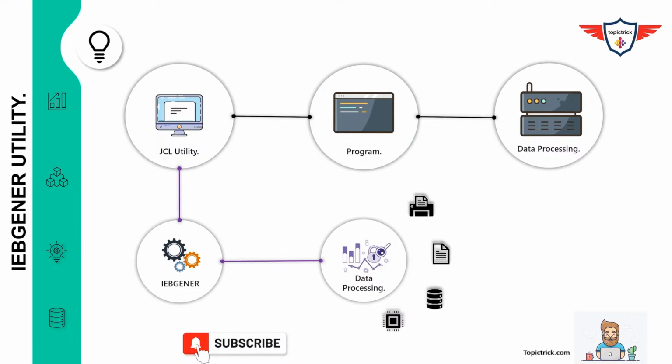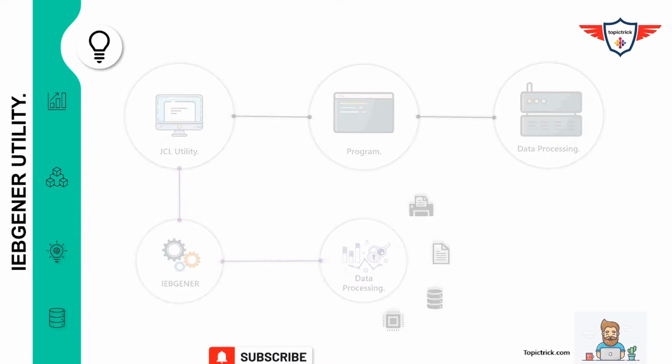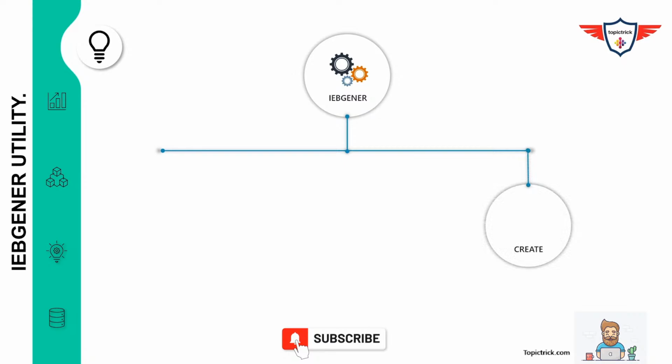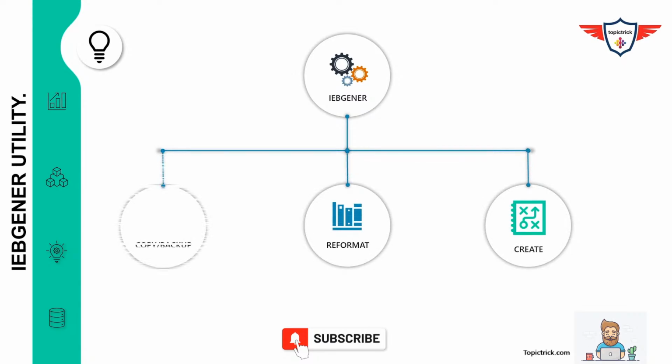You can also use this utility to print a non-VSAM sequential dataset by copying it to a SYSOUT dataset. Finally, the common use of the IEBGENER utility is to create, reformat, and back up non-VSAM sequential datasets.